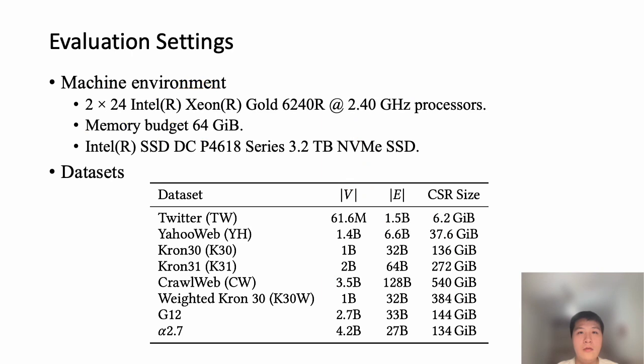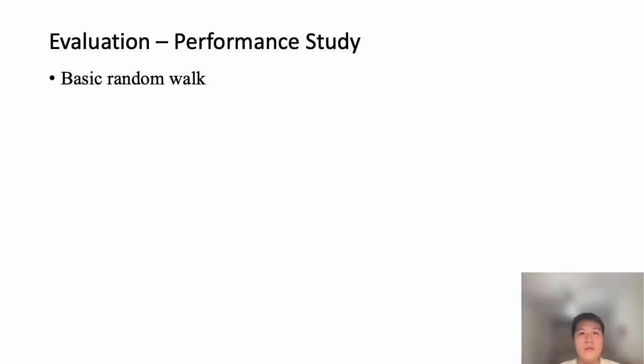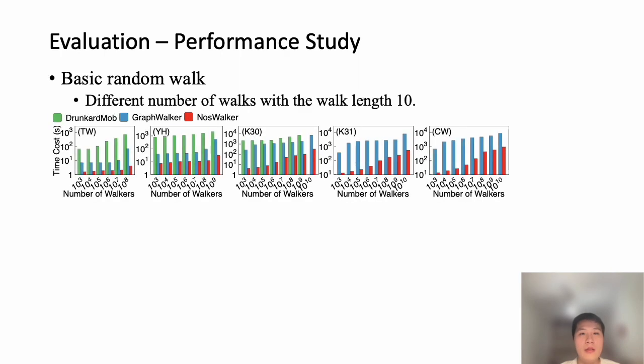Now, we start to present the results of our experiments. Here is our test bed. The datasets we use are listed in the table. We use the basic random walk to study the performance of NosWalker. In the experiments with a different number of workers, when the number of workers is less than 1 billion, the main bottleneck is graph loading. NosWalker can use pre-sampled edges to keep walkers moving and adaptively shrink the block size to significantly reduce I/O.